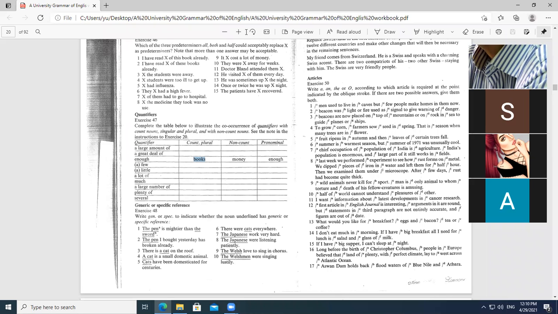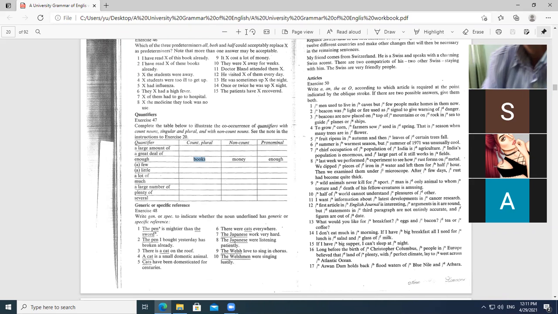Summer is the warmest season, but the summer of 1971 was unusually cool. Why do we use the here? The superlative, warmest. Summer in general is the warmest season, but here we identify the summer. Which summer? 1971. So we say, but the summer of 1971 was unusually cool.